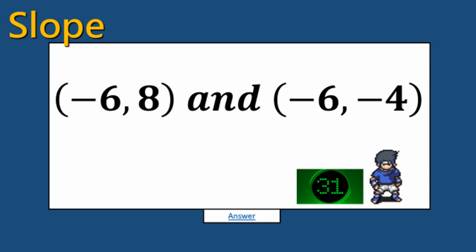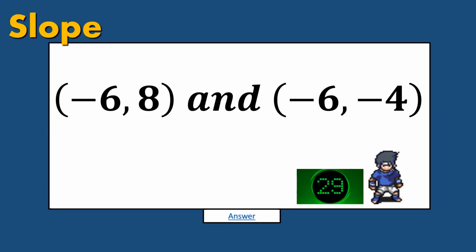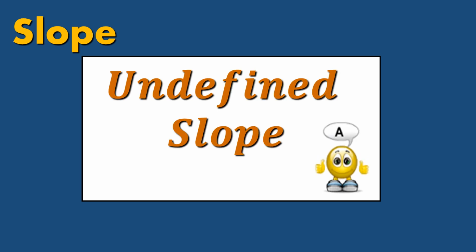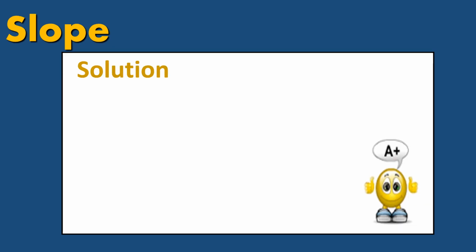Another given is (-6, 8) and (-6, -4). This time, the answer is undefined slope. So here's the solution to the given.